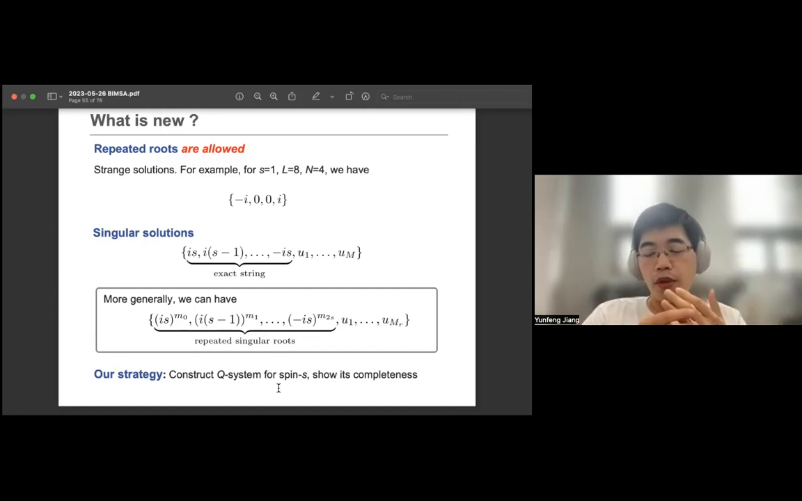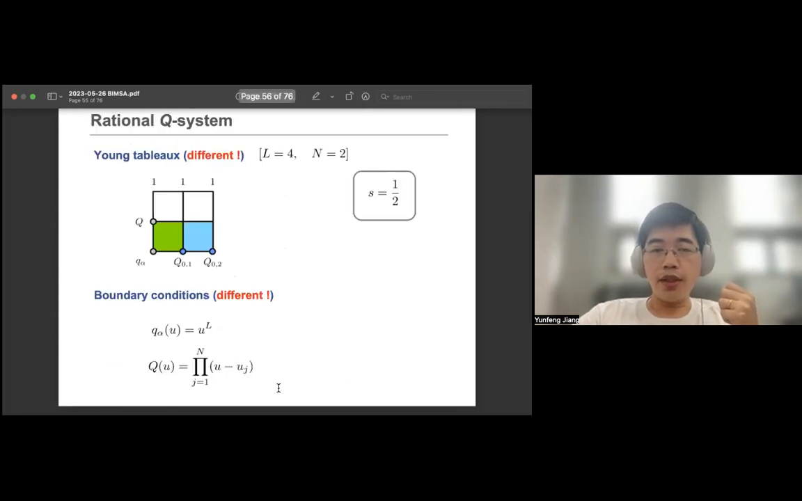We want to first construct a Q system, and we want to show that it gives only physical solutions. And then in this way, we can derive the physicality conditions from the Q system. So the logic is a bit inverse in this case, because it turns out to be a bit easier. So now I will explain what is the rational Q system in the spin S case.